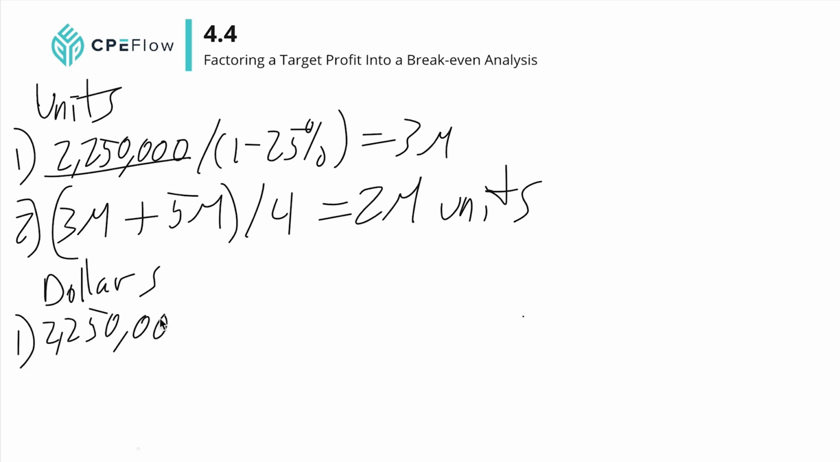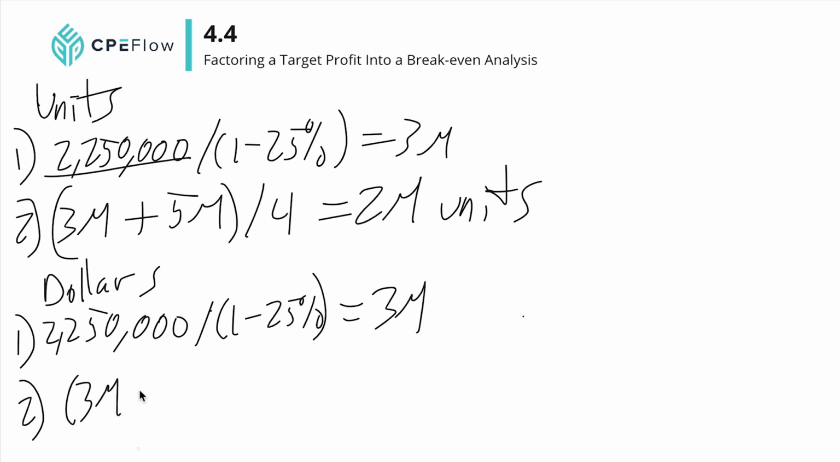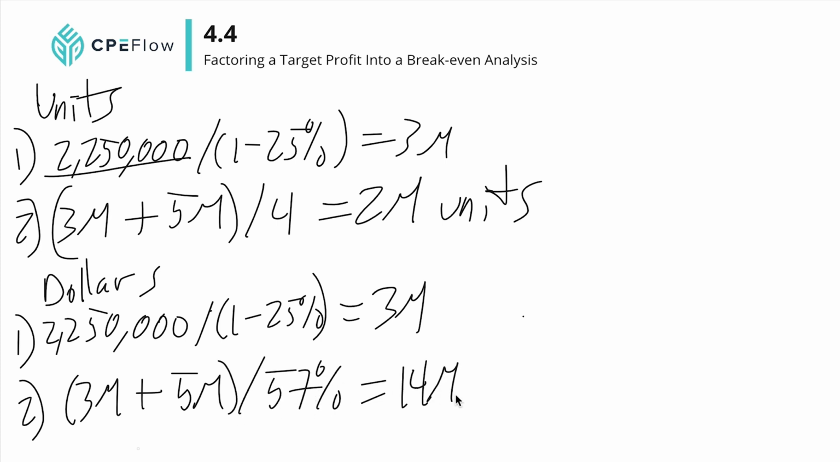Now, what is the after-tax target profit formula in dollars? Step 1, $2,250,000 after-tax target profit divided by 1 less the 25% tax rate equals $3 million pre-tax target profit. Step 2, $3 million pre-tax target profit plus $5 million in fixed costs divided by 57% contribution margin ratio. That equals $14 million in sales revenue that must be made to realize an after-tax profit or net income of $2,250,000.